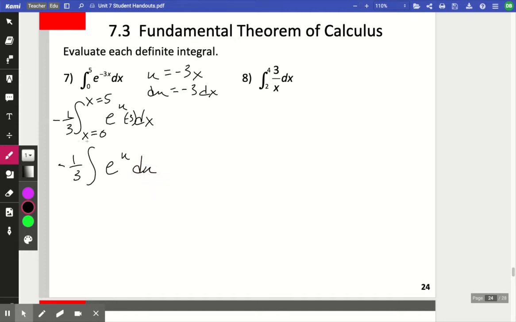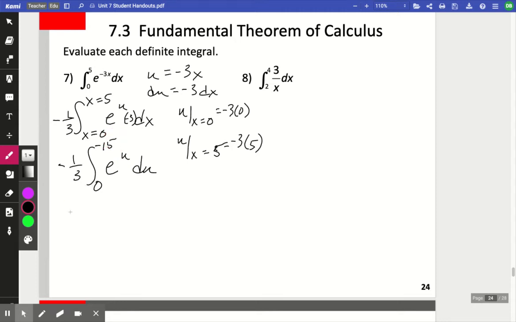Now I'm going to change these limits from x equals to u's. So if u is negative 3x, what is u when x equals 0? Well, that would be negative 3 times 0, of course, so u would be 0. So the lower limit is 0. What is u when x equals 5? Well, negative 3 times 5, and so negative 15. So the upper limit becomes negative 15.